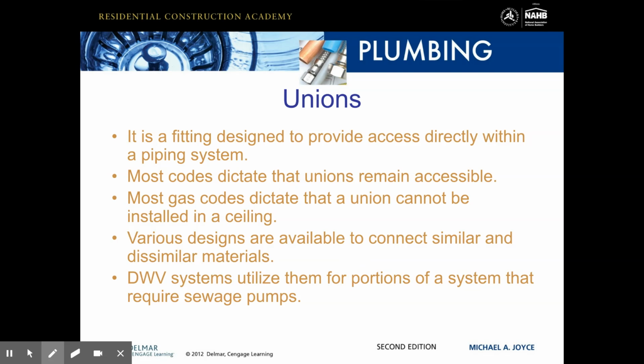Unions are a pipe fitting designed to provide access directly within a piping system. Most codes dictate that unions remain accessible. Most gas codes dictate that a union cannot be installed in a ceiling. And again, this makes sense because it's gas. If it's leaking, you want to be able to identify where the leak is and not have it hidden in the ceiling.